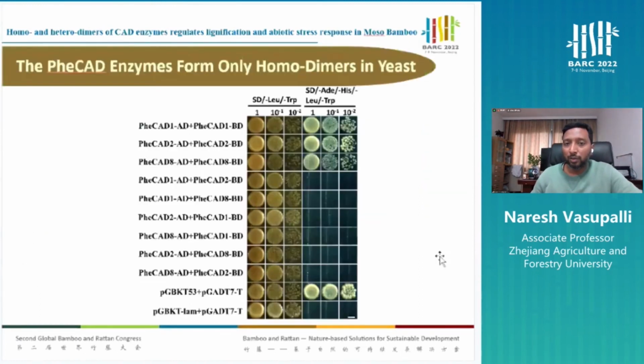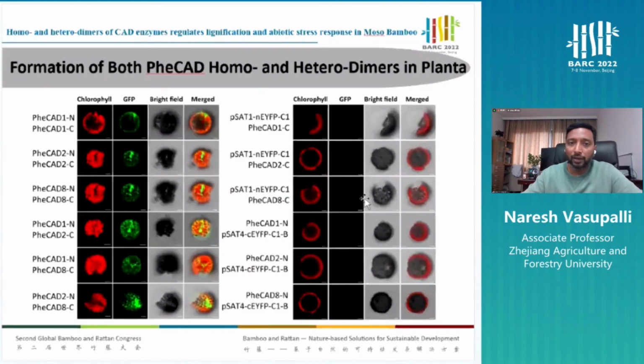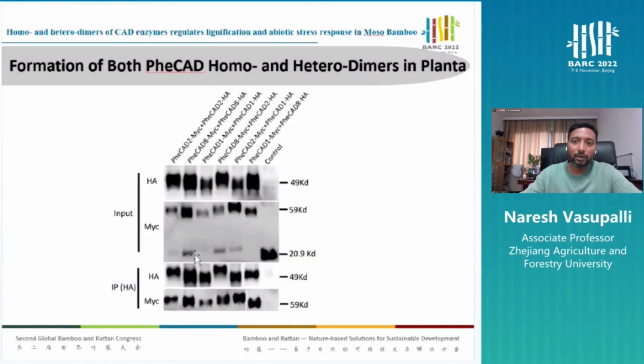We did Y2H experiments for these gene enzymes to identify whether they are forming homodimers or interacting with each other and forming heterodimers. But in Y2H, we were able to identify only homodimers. So they are unable to form heterodimers here. To confirm these results, we did BiFC. In the BiFC, interestingly, these enzymes were able to form heterodimers also. To confirm these results, we also did pull down experiments, and these results were confirmed.